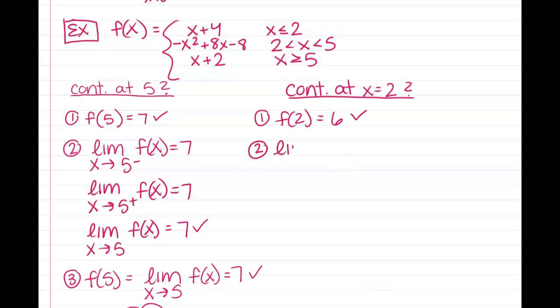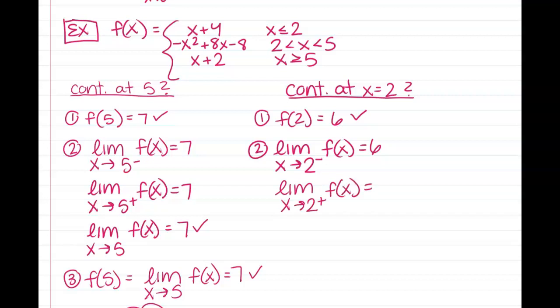Step 2, the limit as x approaches 2 from the left, that would be when x is less than or equal to 2 again, 2 plus 4, which is 6. Let's look at the right. The limit as x approaches 2 from the right of f of x is going to be here in the middle. So negative 2 squared, negative 4, plus 8 times 2, negative 4 plus 16 is 12, minus 8 is 4. Oops, those are not the same.